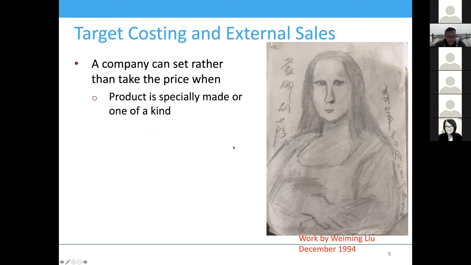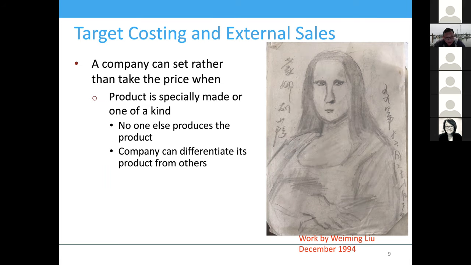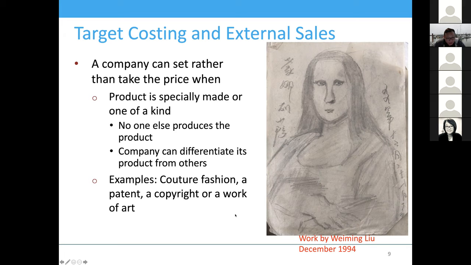And a company can be a price setter. So they can set the price if their product is specially made, customized, and nowhere else can you find the same product. Your company's product is differentiable from the other products. So the example would be copyright and works of art.